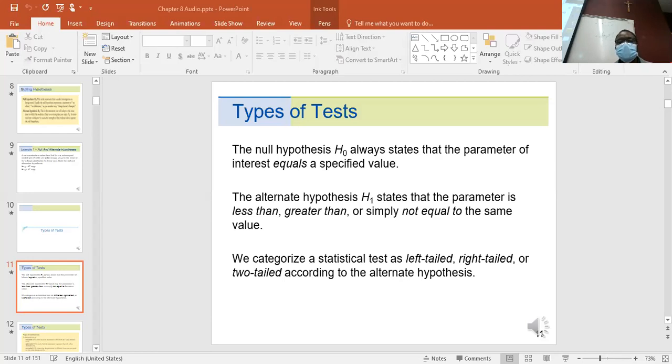So we are going back to chapter 8. That means we are done with chapter 7.